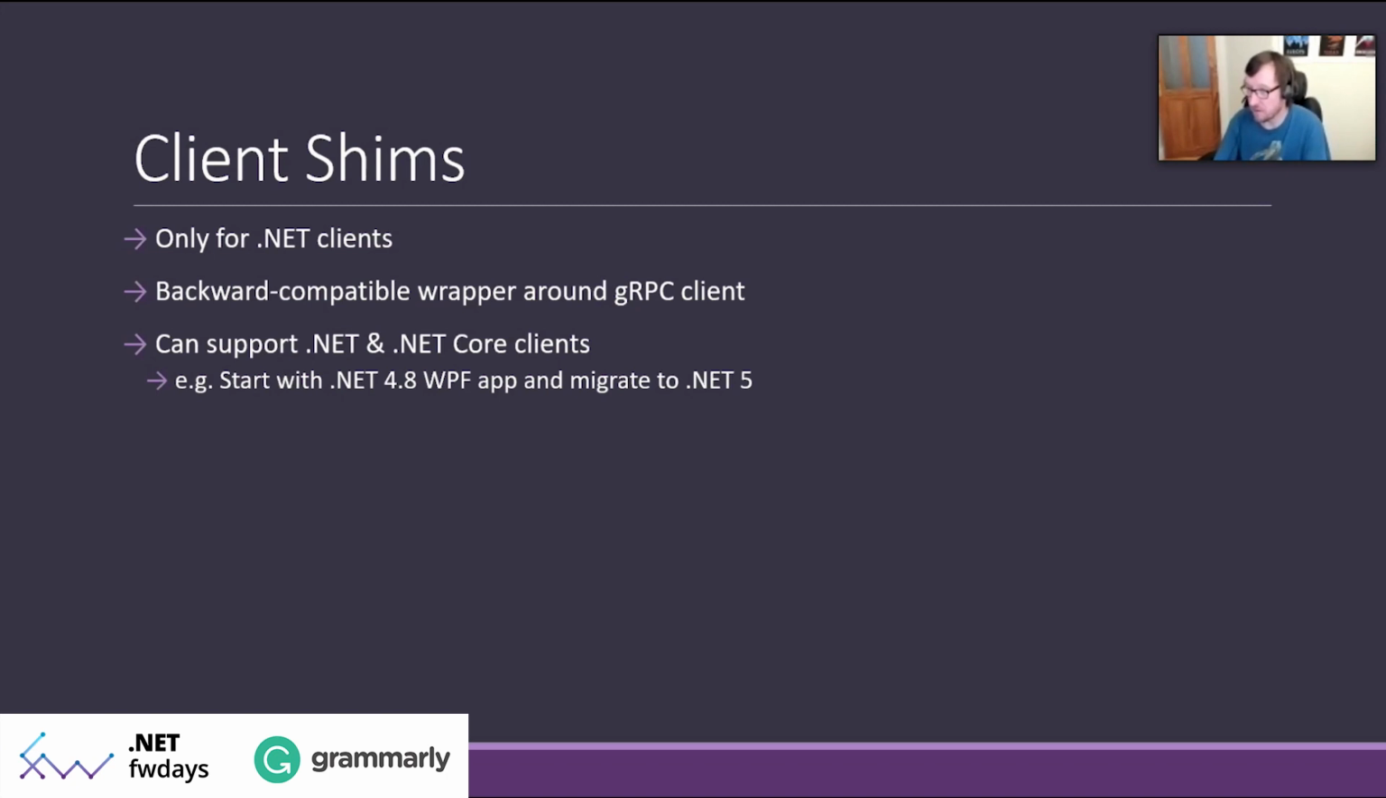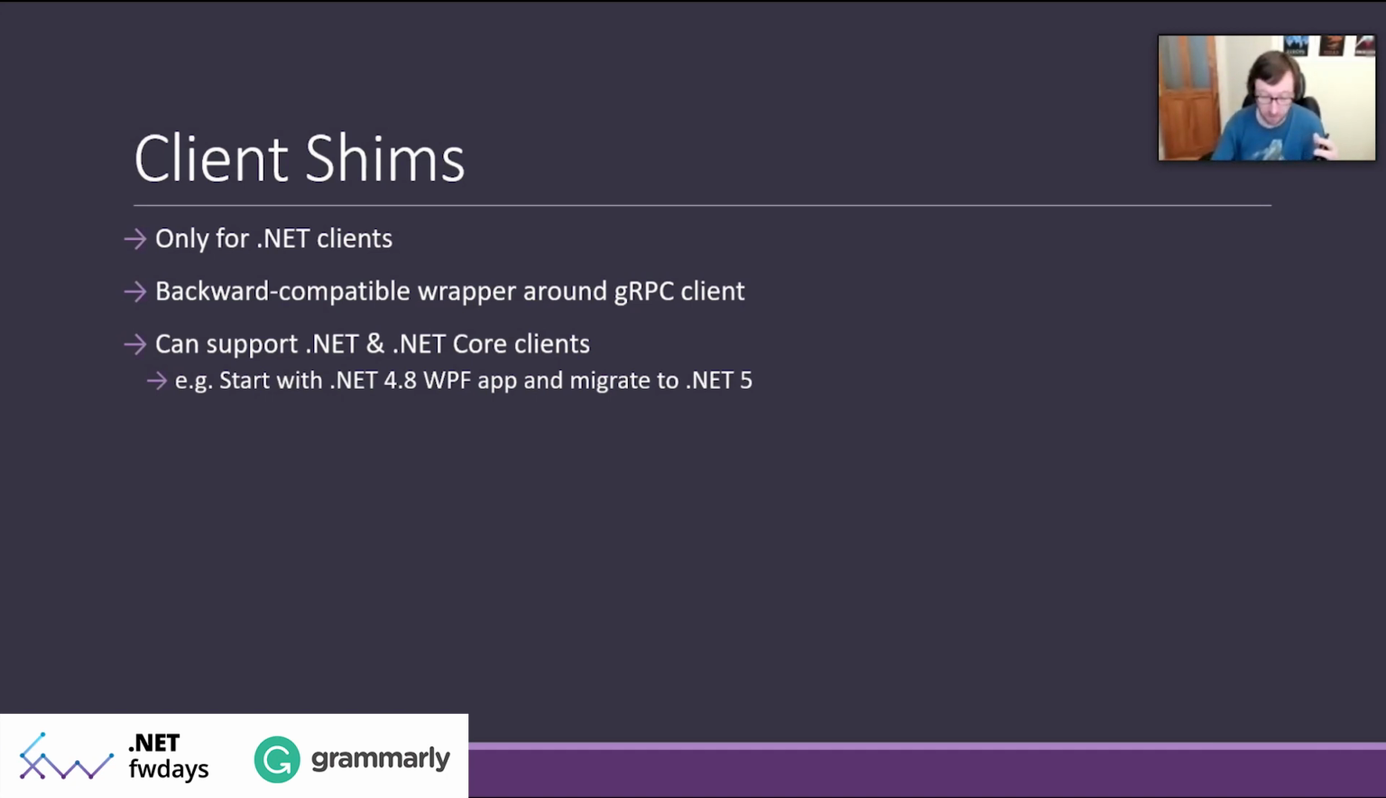During the transition, you can create client shims. So for gRPC, you can create a wrapper around the gRPC client that matches the signature of the WCF client. And so you can help the other teams who are consuming your services transition like that.